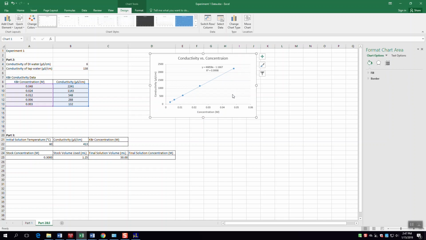Generally speaking, in our course, when we're looking at our R squared values, the goal that we tend to set for ourselves is having an R squared of 0.99 or better.